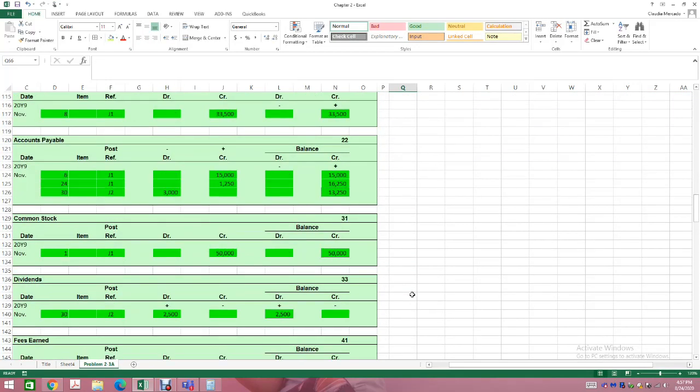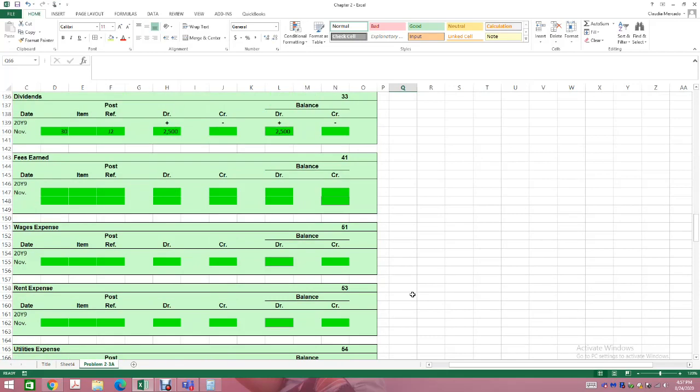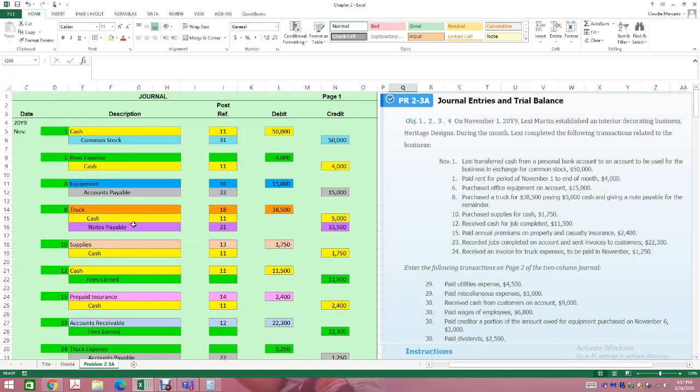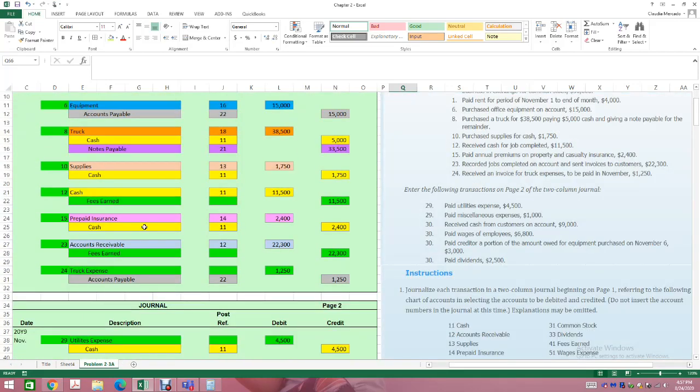So we're going to continue doing this for all of them. Fees earned. We're going to go back and look for fees earned. And we have fees earned. We have 2 transactions.